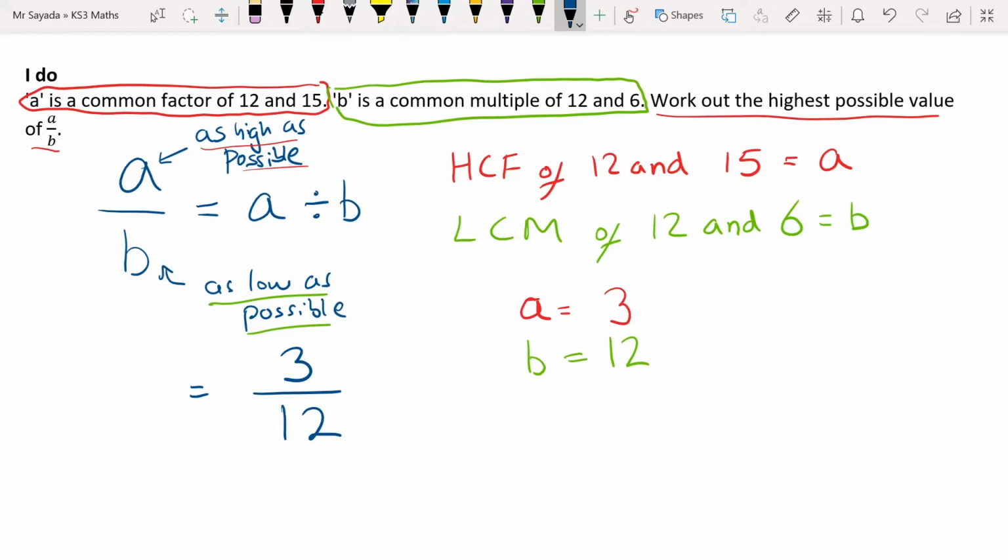I'm happy for you to leave your answer like that, but if you know how to simplify fractions, you should simplify it and you get the answer a quarter. But I'll put that in brackets because I don't expect you to know how to do that yet, but if you already know how to do that, it's fine to do it. Feel free to watch this example again before we move on to the same kind of thing, which we're going to do together.